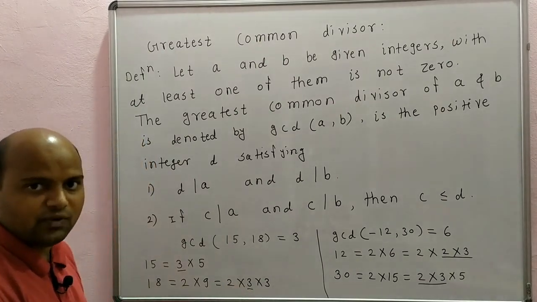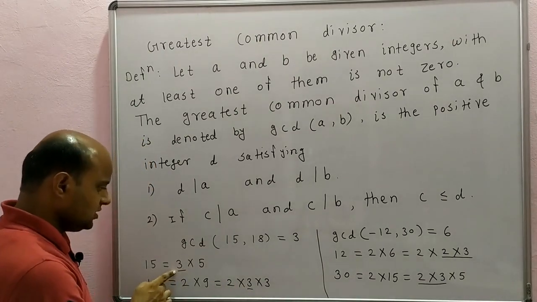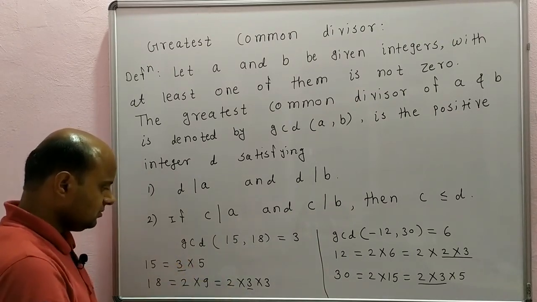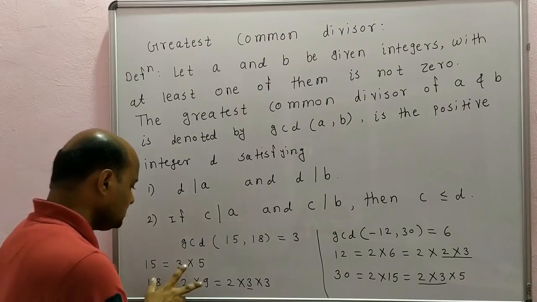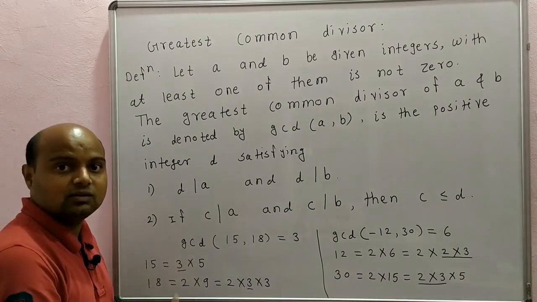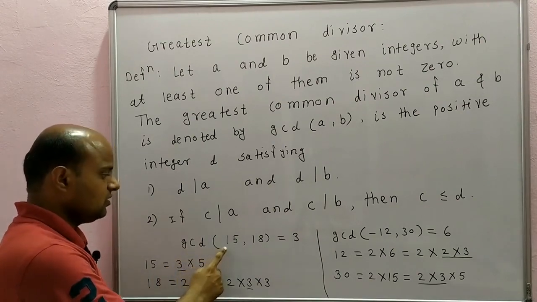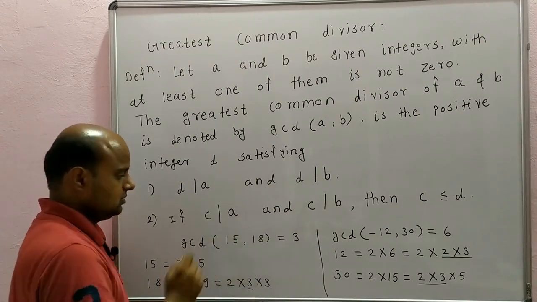We have to take the common factor. See here, 3 is here, 3 is here. So 3 is the common factor. Is there any other factor? No. Therefore 3 is the common factor and it is the greatest. Therefore 3 is the greatest common divisor of 15 and 18.